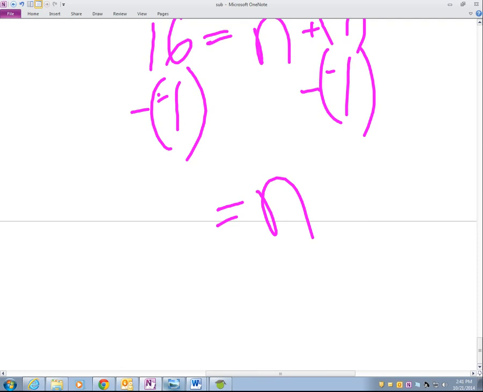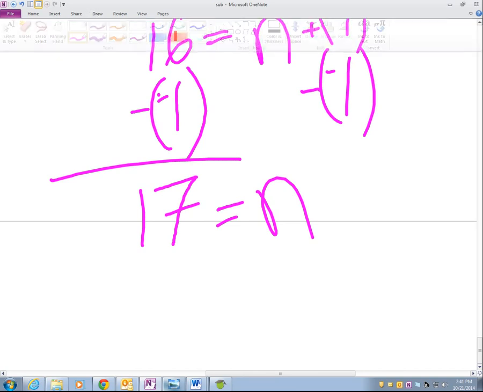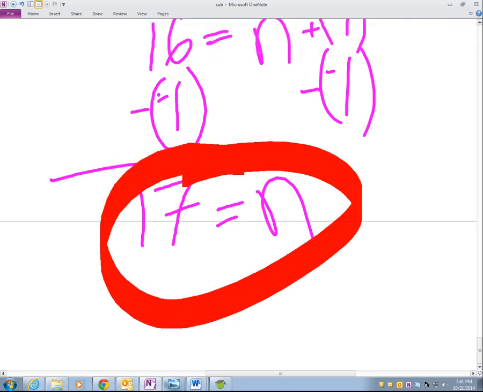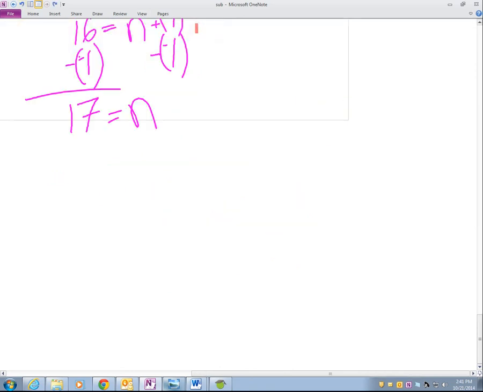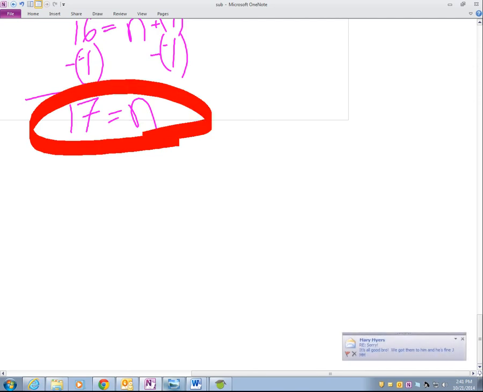I misspoke. I'm sorry. But I have it written correctly. 17. 17 equals n, and I take my... Oh, boy. That was a lot bigger than I thought it was going to be. Okay. I circle my answer. The correct answer is 17 equals n.